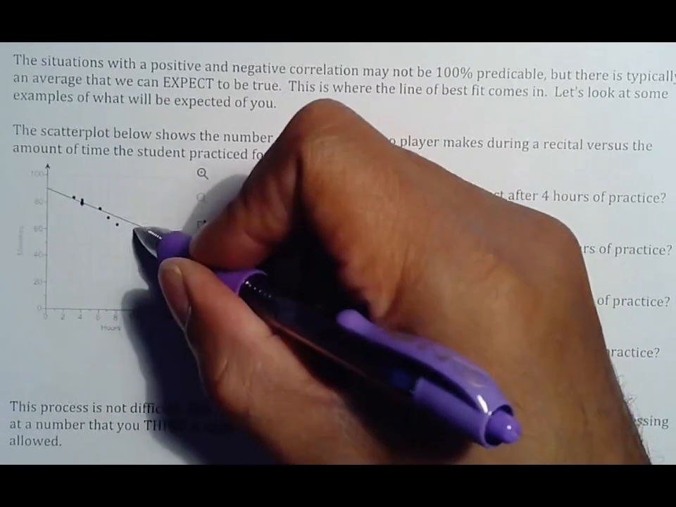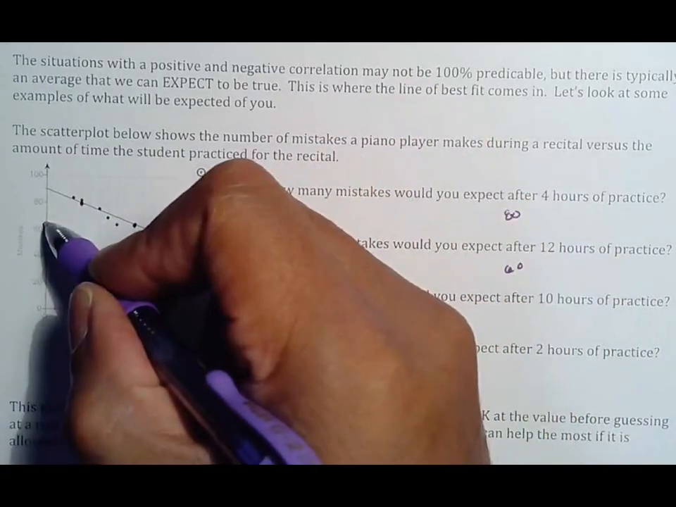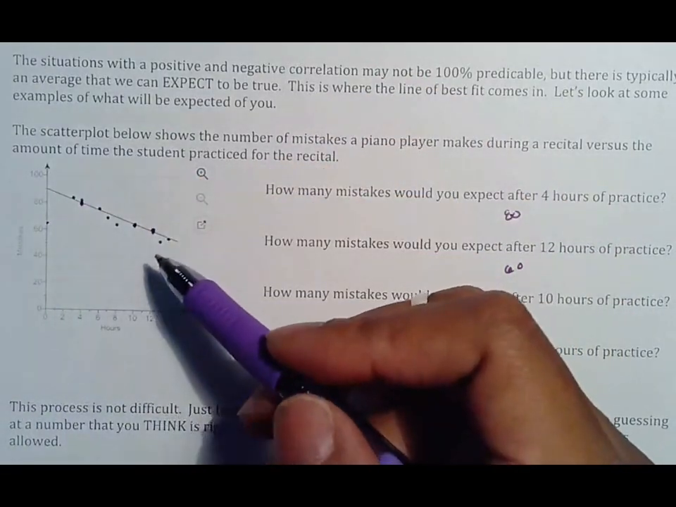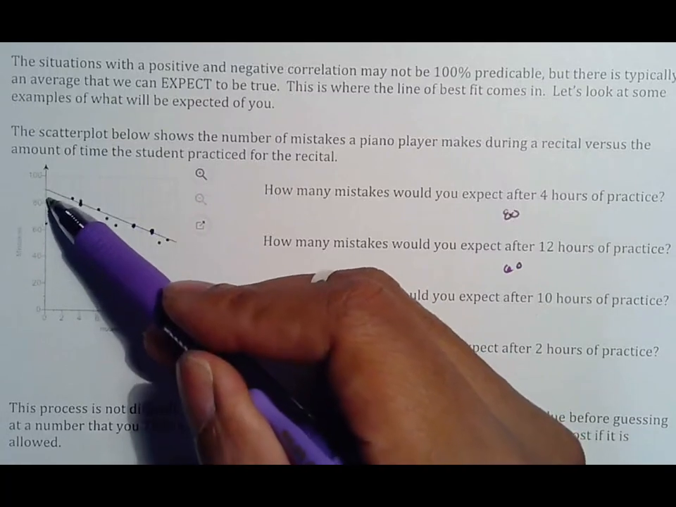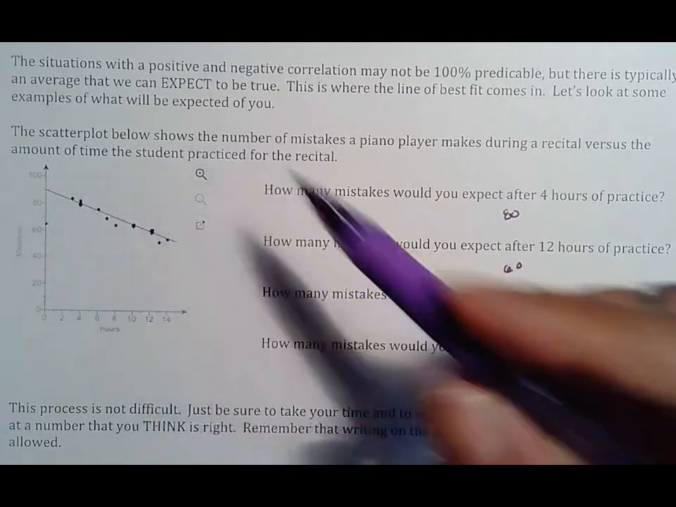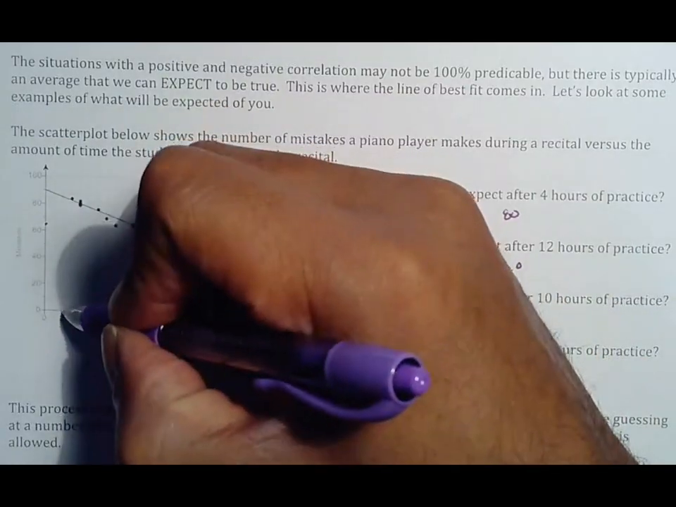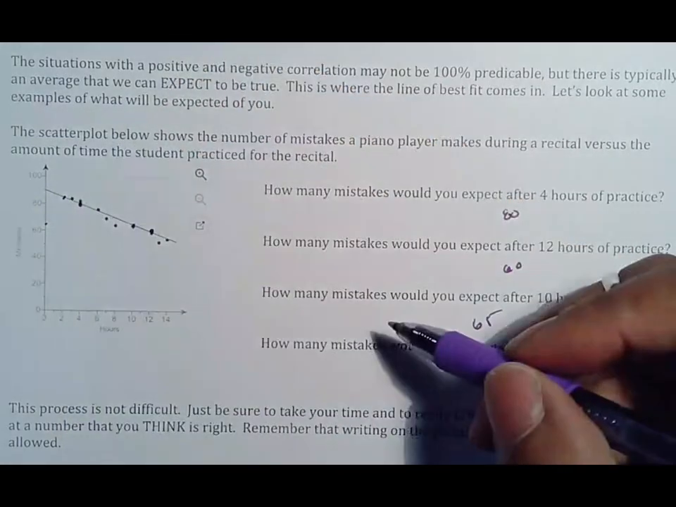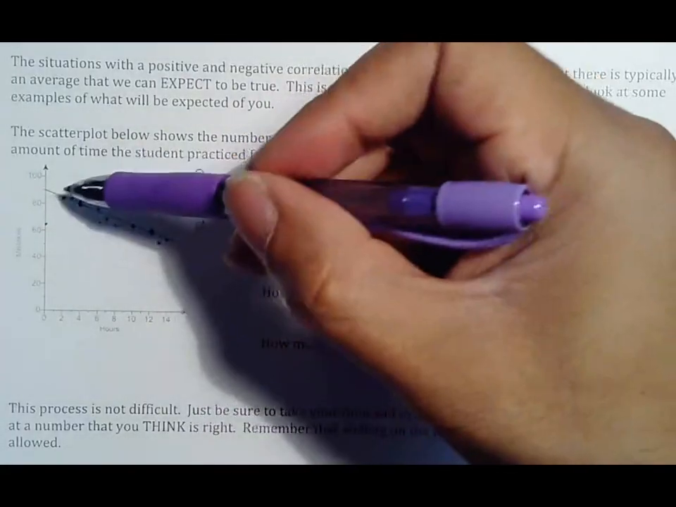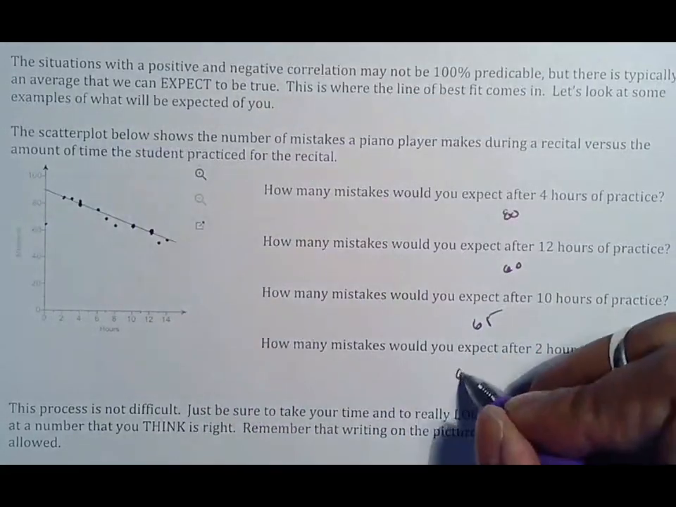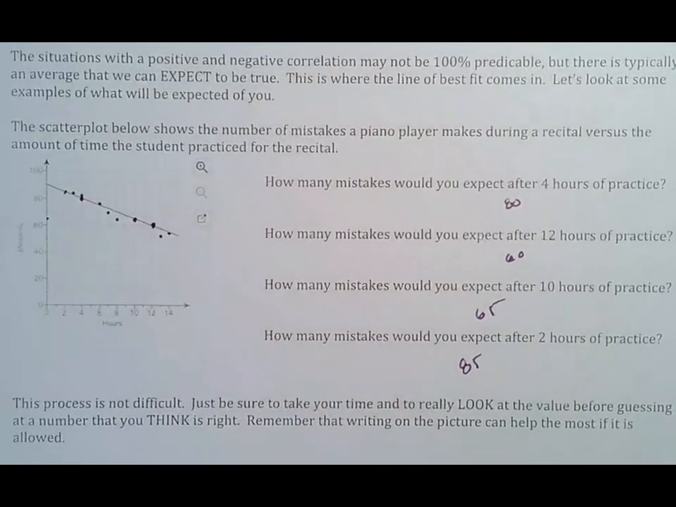Go to 10 hours, go up. Notice that this takes me right here. The best approximation for that, if that's 60 and that's 80, this must be 70, so that would be 65 mistakes. And after 2 hours of practice, which would be here, again on that line, that's 80, that's 90, so it's probably 85 mistakes. Again, this process is not difficult.